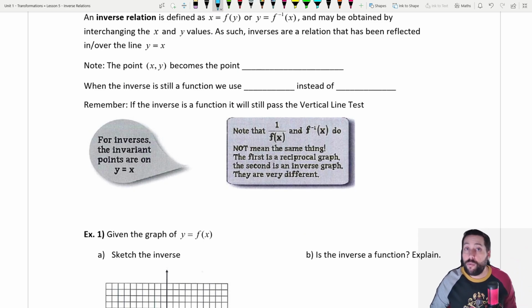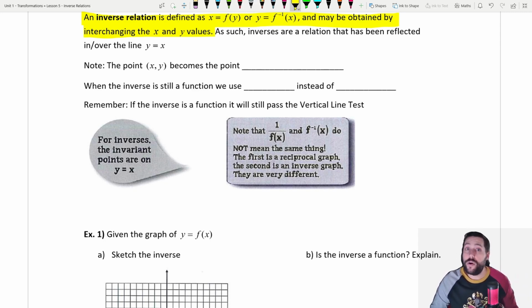Now, we were talking about reciprocal functions before. Now we're going to look at inverse functions or inverse relations. So an inverse relation is defined as x is equal to f of y or y is equal to f negative 1 of x, and may be obtained by interchanging the x and y values. That's important for us to know, that these are interchanged. So you're going to swap your x and y values.